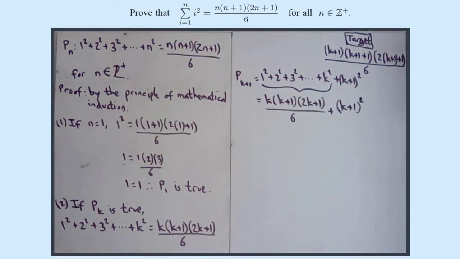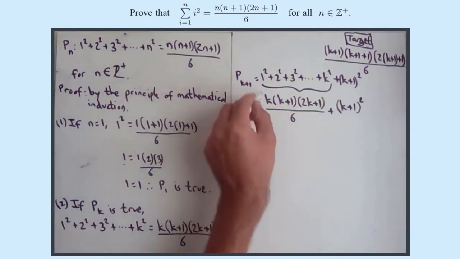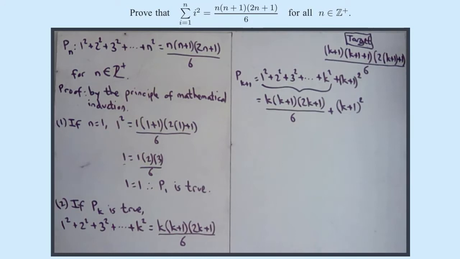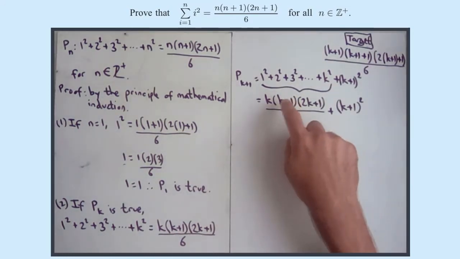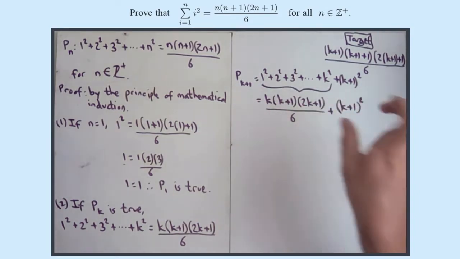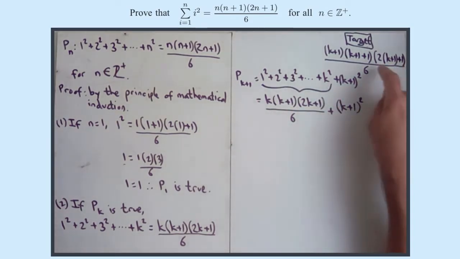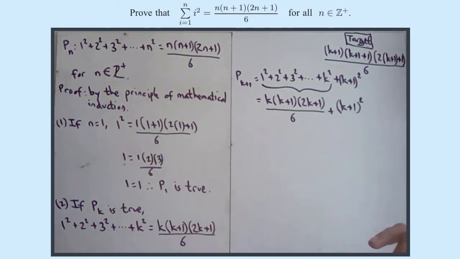Okay, so now we have to work on this expression and try and turn it into the target, right? So if you look at what it's got, there's kind of a k plus 1 here. Other stuff is going to need some work, but we've got this over 6, which is what we do want. So we definitely want a fraction with the denominator of 6.